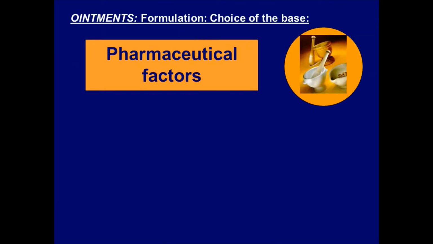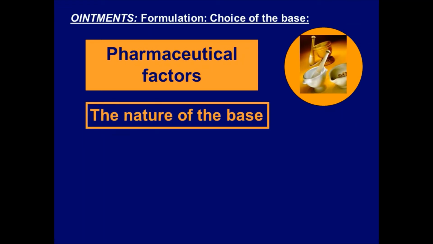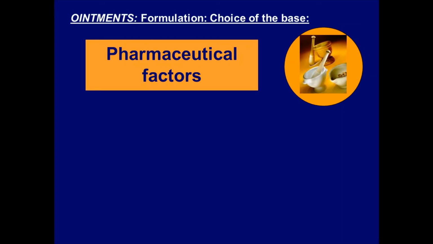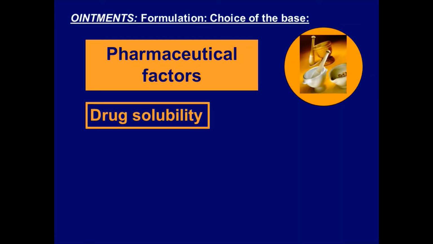Pharmaceutical factors affecting the choice of ointment base are the nature of the base. The nature of the base affects the ease of preparation of the base. Is your base an emulsion? Is it an anhydrous base, a water-free base? Also, pharmaceutical factors include drug solubility.